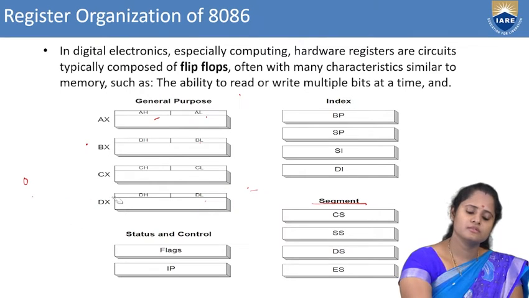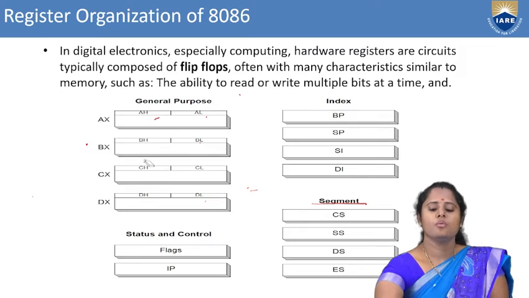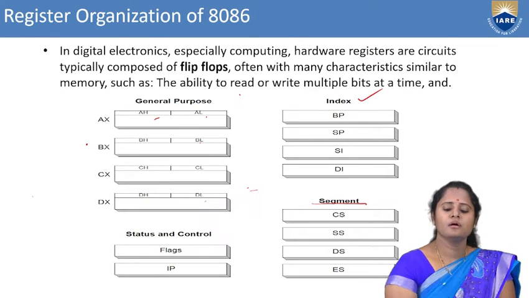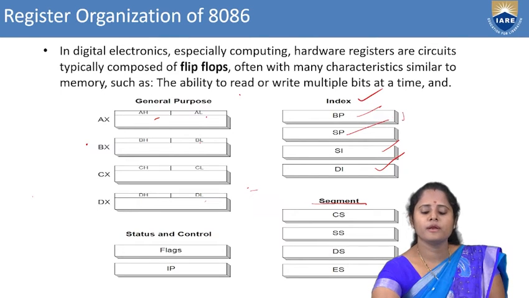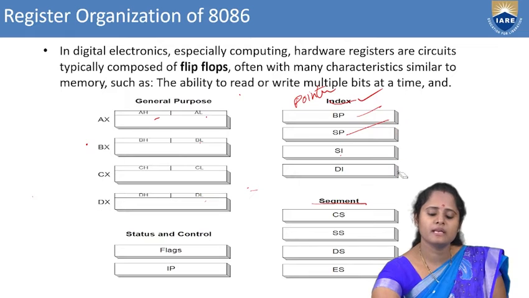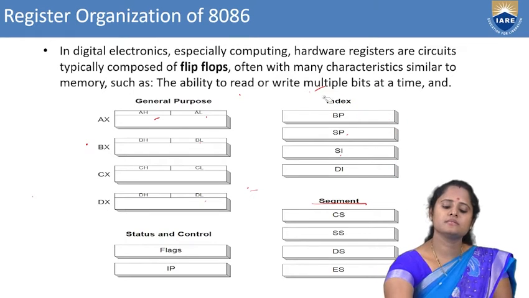The next set of registers are index registers. What is an index register? Here we have 4 registers, where SI and DI are the index registers, and BP and SP are the pointer registers. The combination of pointer and index registers is shown here. BP is the base pointer, SP is the stack pointer, SI is the source index, and DI is the destination index.